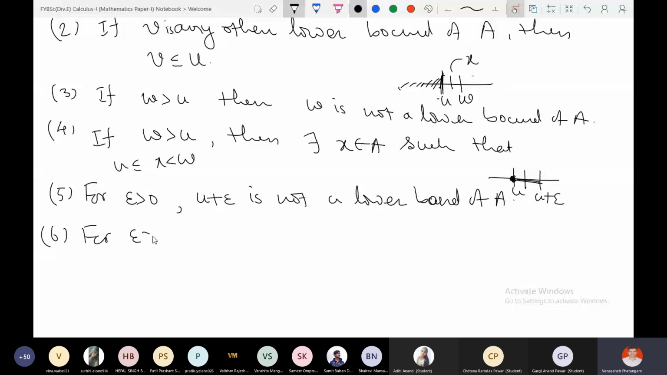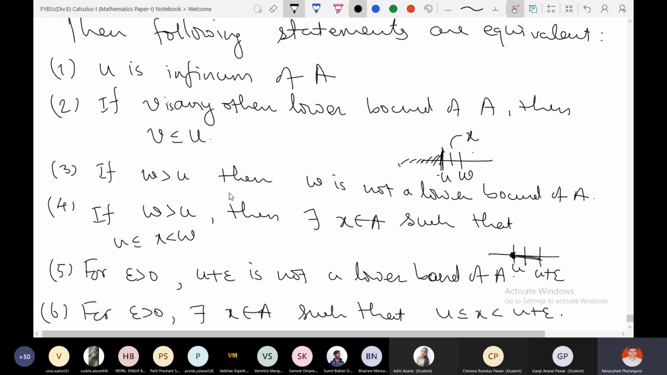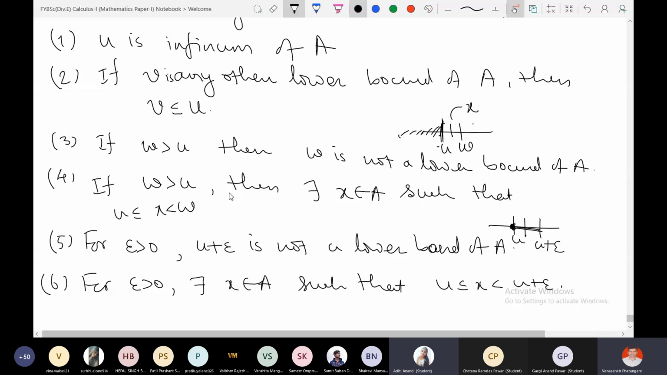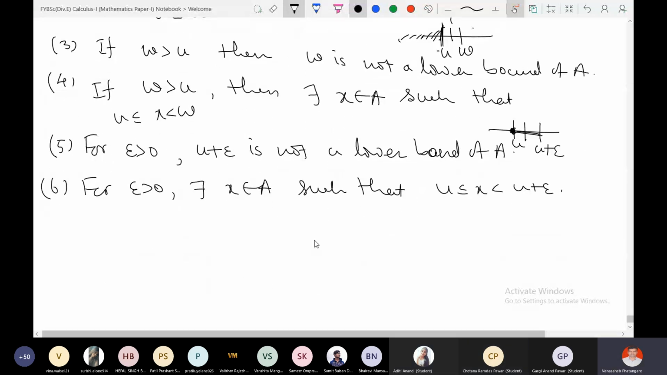there exists X in A such that for any epsilon, U plus epsilon is not a lower bound. That means there exists X such that... right, now the picture is clear how these statements are equivalent. Very good.